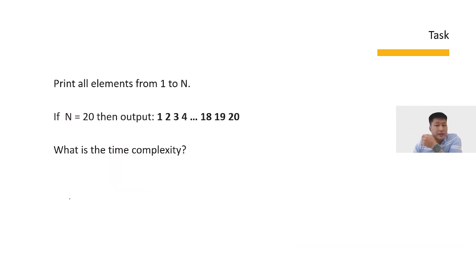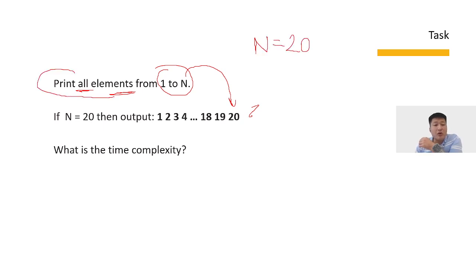So the second task is we have to print all elements from 1 to some n. Let's assume that n is 20 here, just for example. So we have 20 elements, and we have to print all elements from 1 to n. System.out.println(1), System.out.println(2), and etc. So we have to print each element one by one, okay?